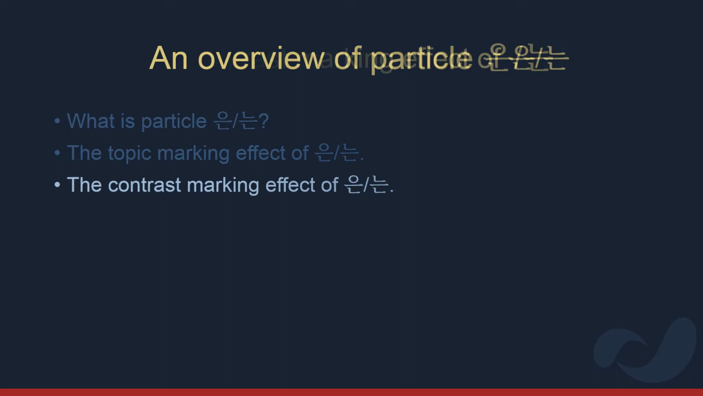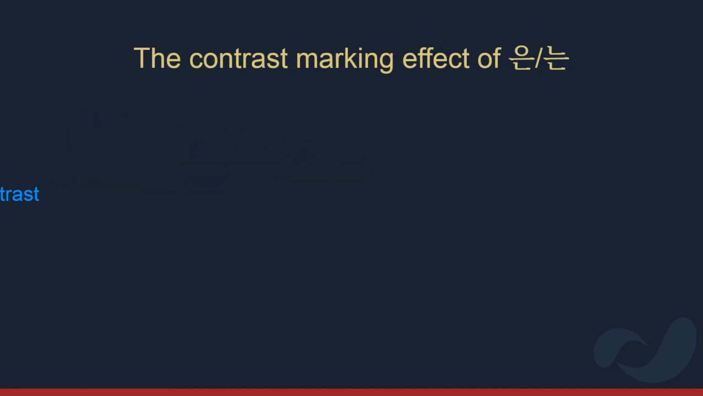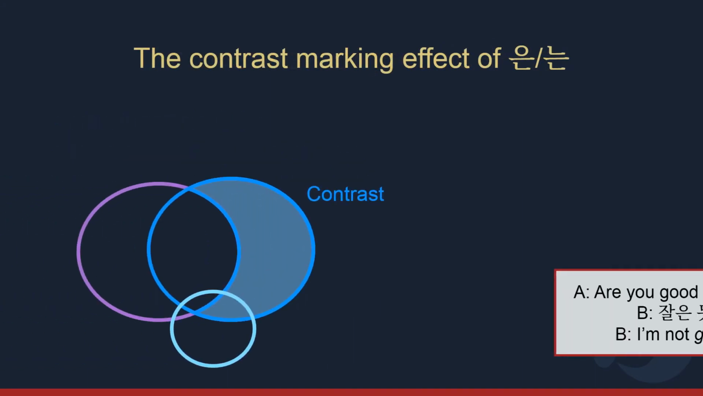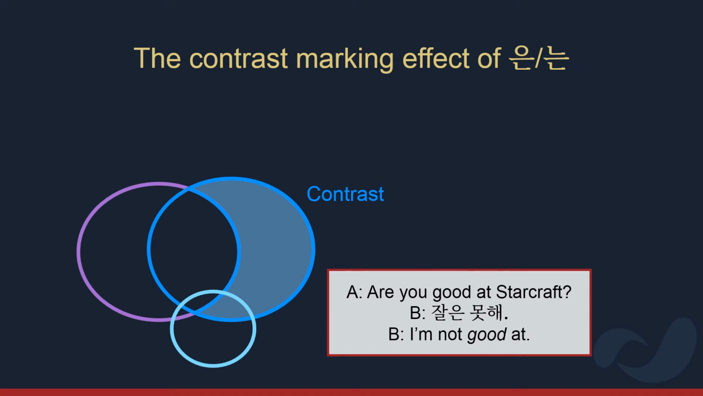Now we have the contrast effect of particle 는. We'll start off with this example. Person A says, "Are you good at StarCraft?" Then person B says, "I'm not good at it." This instance of 는 is as a contrast marker only. The topic of the sentence is person B.